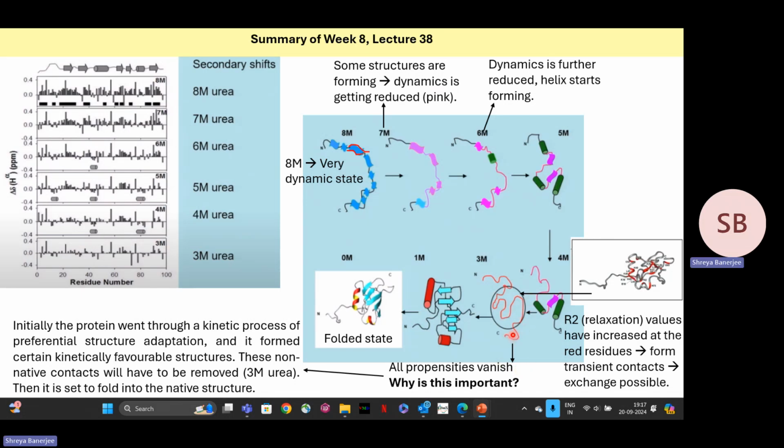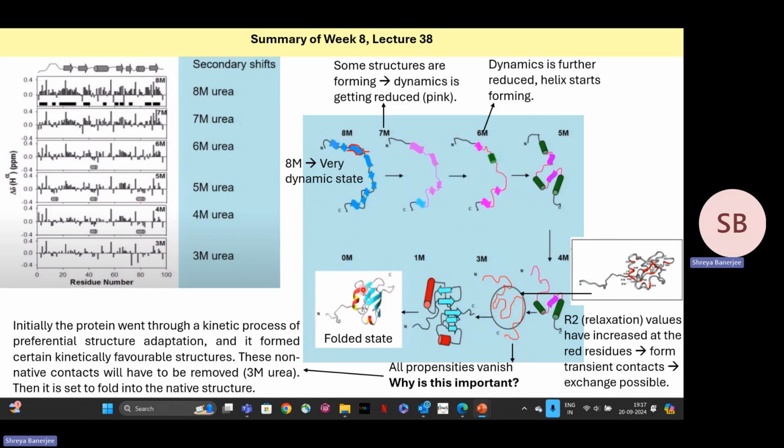Here, what happens is that only when it is becoming a random coil like this, it can fold into a native structure. Because you can see now that it has no particular propensity to adopt either beta sheet or helix, it can now fold into the native structure. So as you further reduce the urea concentration from the structure which had no propensity to adopt any structure, it is slowly becoming like the folded state.